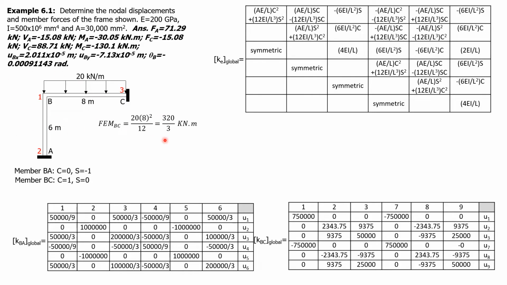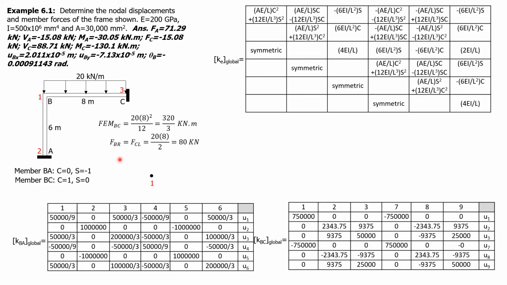So 320 over 3. We also have fixed end force, which is the reaction, equal to 20 times 8 over 2. So FBR equals FCL equals 20 times 8 over 2, so 80. There's no axial force, so the forces are only vertical, that is F2, and rotational F3, so 320 over 3. This is negative. This is the fixed force, which is upward, so the nodal force is downward, so that's why it's negative 80.